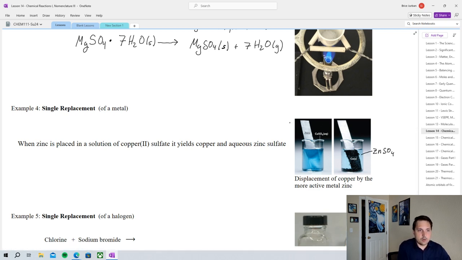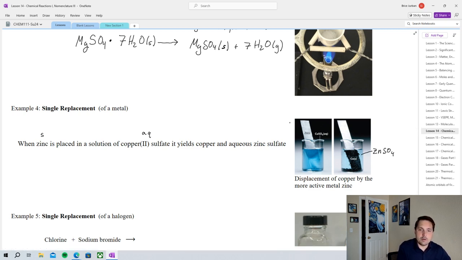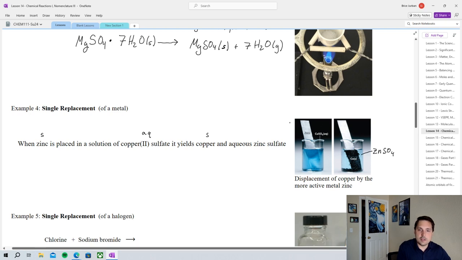So here we're assuming the zinc here is a solid, and whenever it says a solution, then this is going to be an aqueous compound. An aqueous compound is something that's dissolved in water. And then copper, it's going to yield as a solid. And then we're going to have aqueous zinc sulfate. So it specifically says aqueous here.